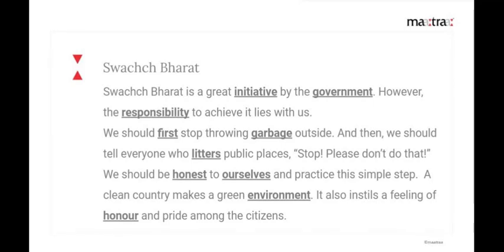Note the pronunciation of the word government. People say government, government. No, it's government. The N is silent, so it's government. For pronunciation, you can go back to the pronunciation video in week 1 or the audio guide on the website and practice these words. Next sentence of the paragraph is, however, the responsibility to achieve it lies with us. Repeat.